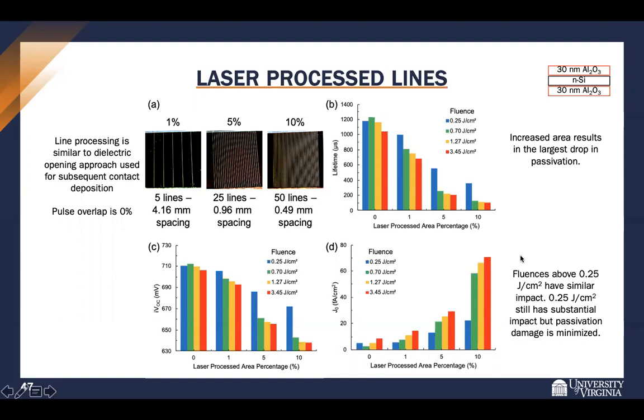Fluences above 0.25 joule per centimeter squared have similar impact. They all decrease by about the same amount. But 0.25 still has a substantial impact, but the damage is minimized there.